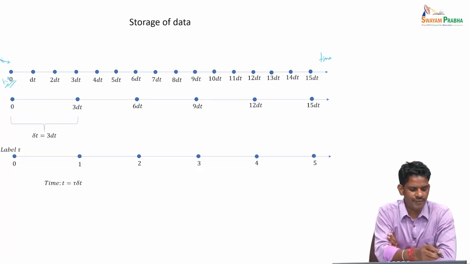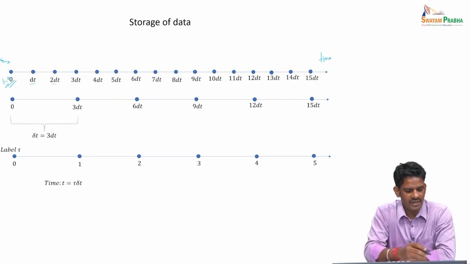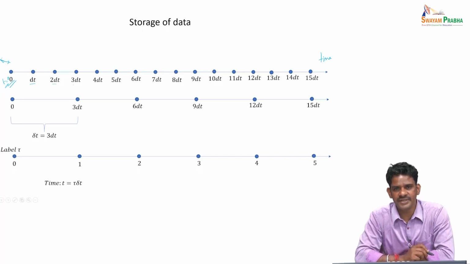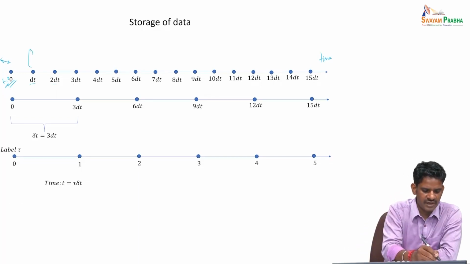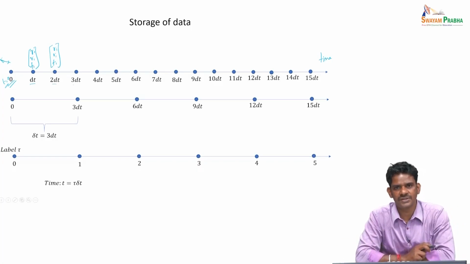the time is reset at 0. And then we would have integrated the equation of motion at delta t, 2 delta t, 3 delta t, etc. At each of these time points, we would have information of Ri, Vi, Fi, etc. So, that is what the equation of motion will give us. All these things we can store.